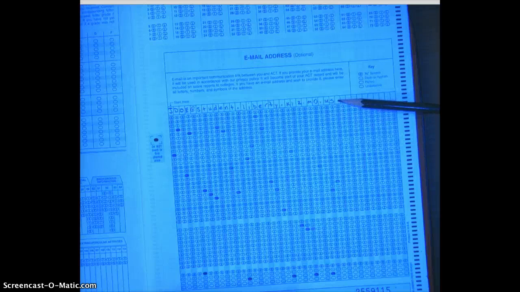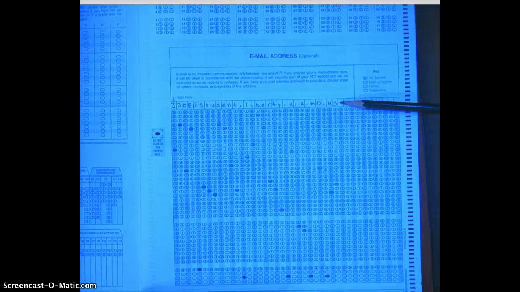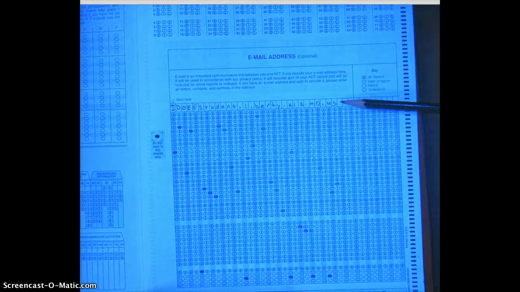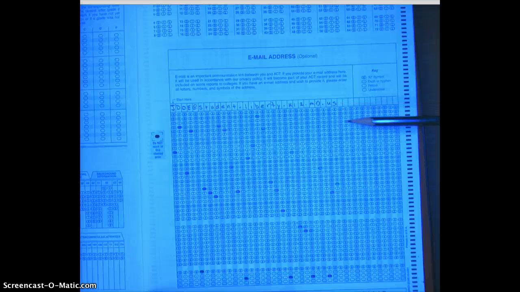It doesn't harm you in any way. It might mean that you get some junk emails from some people, college-related junk emails from ACT that you don't need, but it is extremely advantageous to you to get relevant information from the schools and from ACT.